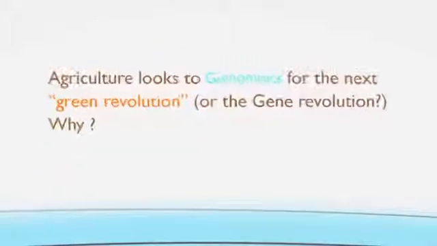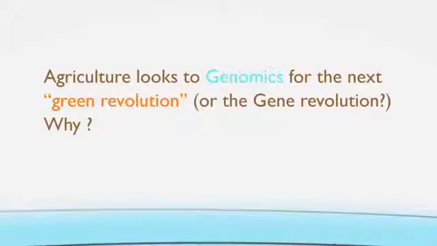A similar kind of question to this asked over here would be: agriculture looks to genomics for the next green revolution, or you can call it the gene revolution. Because of population explosion, undernourished people, 870 million people go hungry every day. By the way, the speed of the traditional plant breeding practices in developing newer crops is quite slow. The traditional breeding practices tend to give results which are quite slow.